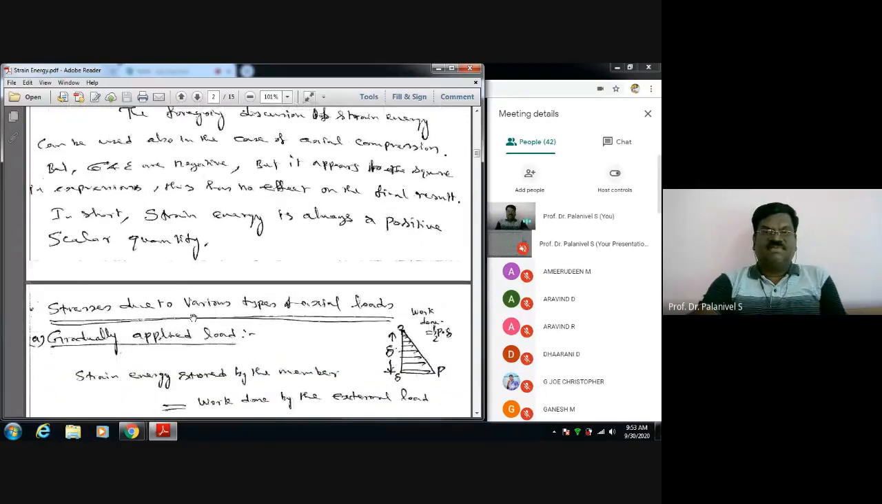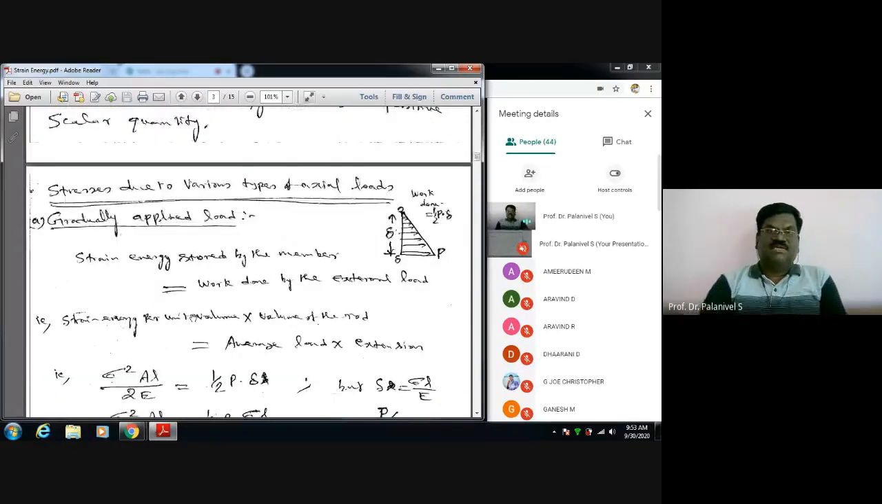Let us start with a simple thing: stresses due to various types of axial loads. I am going to discuss that here. You all know very well that suppose a bar is subject to a gradually applied load, how to compute stress at any instant? The load acting on the bar at that instant divided by the original area of cross section will give you the stress induced in the material. This procedure you know very well.